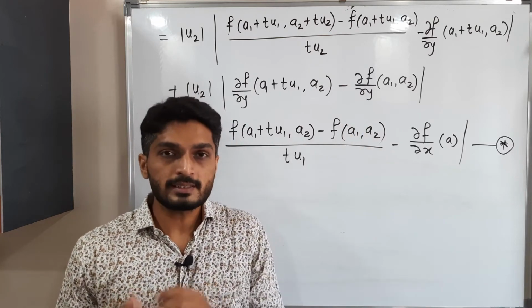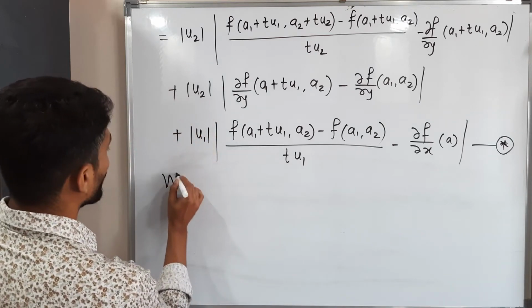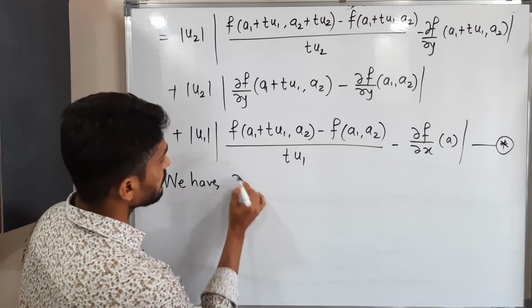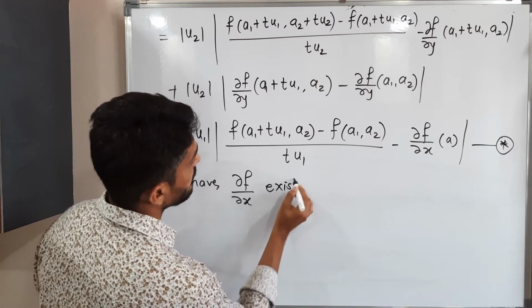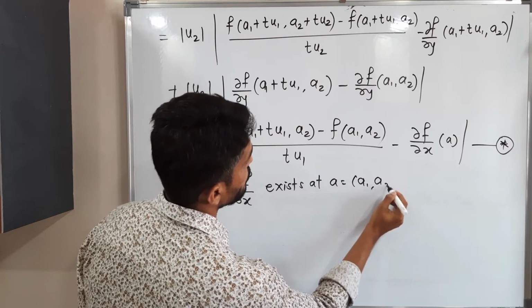Okay, so let us start with the given information now. What we have, I will write del f by del x exists at a. Okay, so this is the given information, so let us use it.